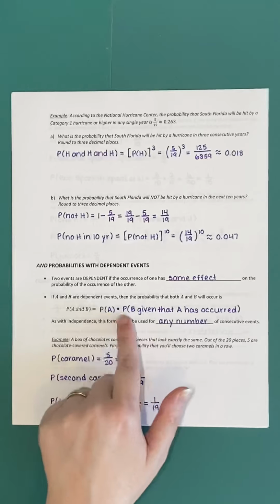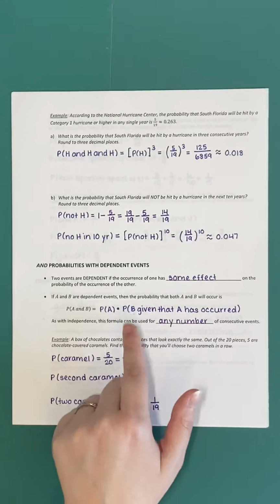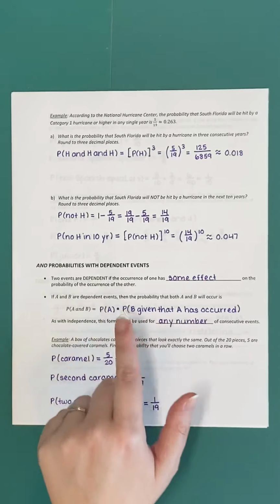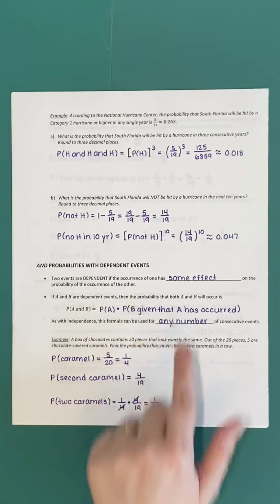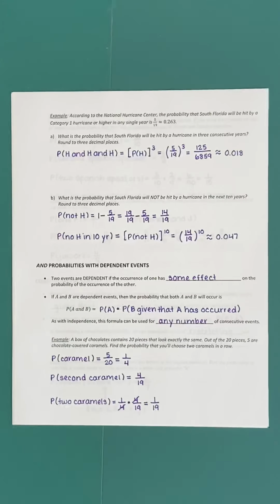But what we call this is called conditional probability. So we're taking the probability of B conditional on the fact that one other event has already occurred and somehow one event affects the other. We'll put this into context. And then as with independent events, we can use this formula for any number of consecutive events regardless. So we could use this for a sequence of 5 events as long as we take into account that each event affects the next event if we're considering these to be dependent events.